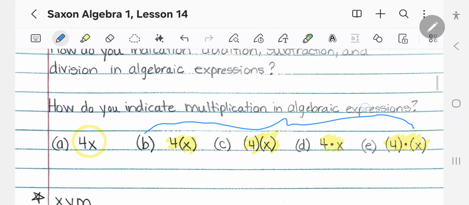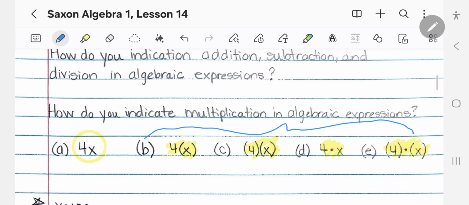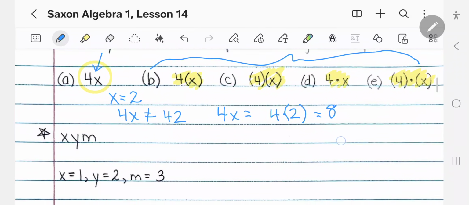What does that 4x mean? Well, it means 4 times x. So if I tell you x is equal to 2, then 4x is not equal to 42. Okay? That's a common mistake. 4x is equal to 4 times 2, and we'll often put the value of x in parentheses, which would be equal to 8. So I'm pointing this out to let you know that in algebraic expressions, when you have a number next to a variable, it indicates multiplication. And you've probably all seen that, but I'm going to point it out like the book does.